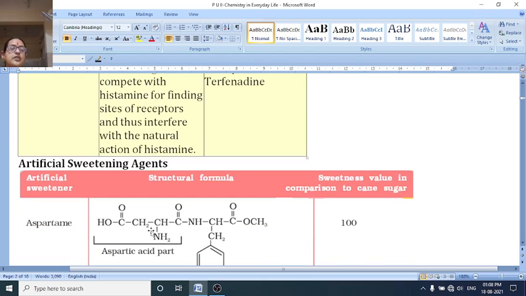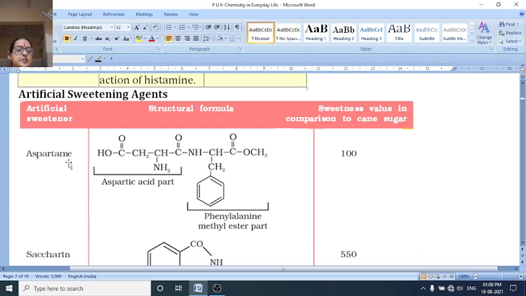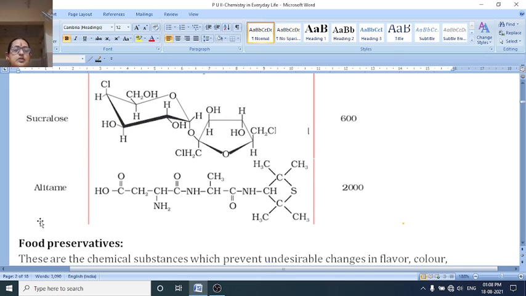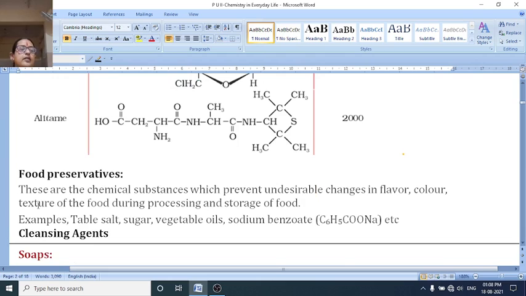Here are some artificial sweetening agents. It is aspartame, then saccharin with its structure, then sucralose, then alitame. Next is food preservatives. These are the chemical substances which prevent undesirable changes in flavor, color, and texture of the food during processing and storage of food. Here are examples of it: table salt, sugar, vegetable oil, sodium benzoate.